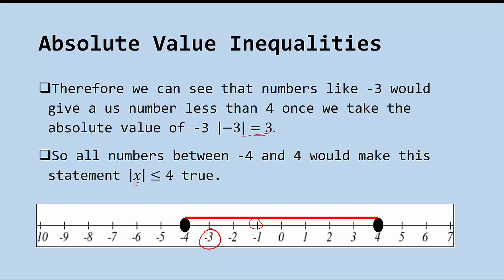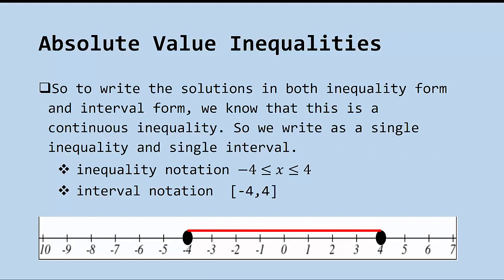Okay. So we can see here, this looks like a graph that we've done before. To write the solutions in both inequality form and interval form, we know this is a continuous inequality. We can see that from the graph, because all the answers have to be between 4 and negative 4. As a continuous inequality, we write this as a single inequality and a single interval. In inequality notation, we have our x in the middle because it is greater than or equal to negative 4 and also less than or equal to 4, which is correct. Greater than negative 4 takes the graph this direction, and being less than 4 takes it in this direction, and they meet.